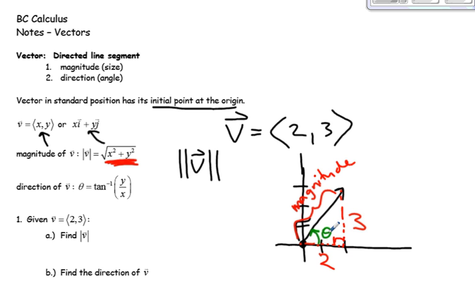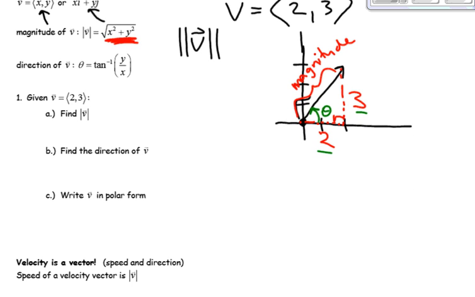All right, so to find the magnitude of the vector, we already talked about the Pythagorean theorem. And then to find the direction, to find that theta, notice that in our triangle, for theta we have the opposite of 3 over the adjacent of 2, and that's tangent. So tangent of theta equals y over x, or theta just equals the inverse tangent of y over x.